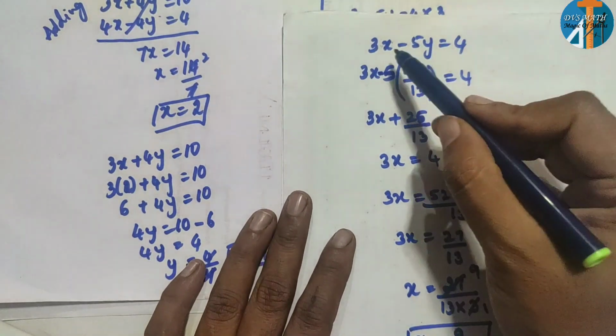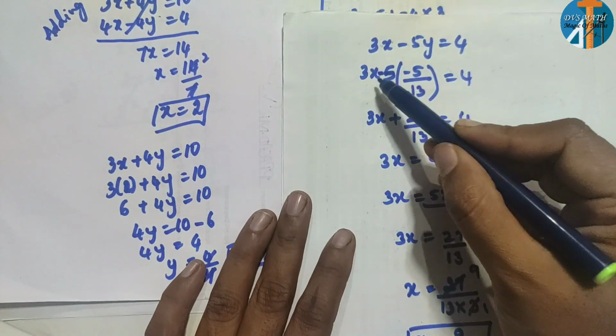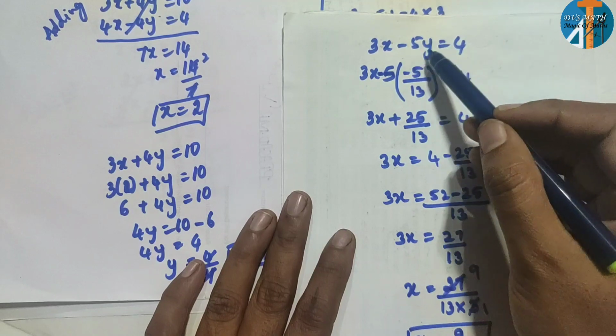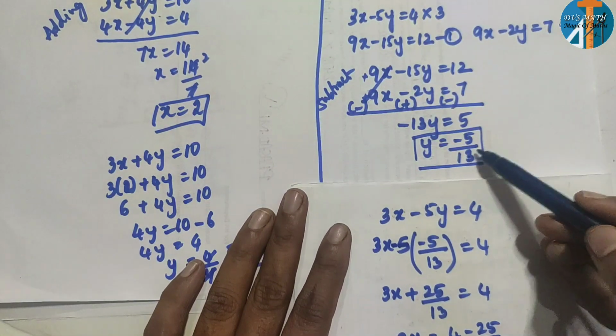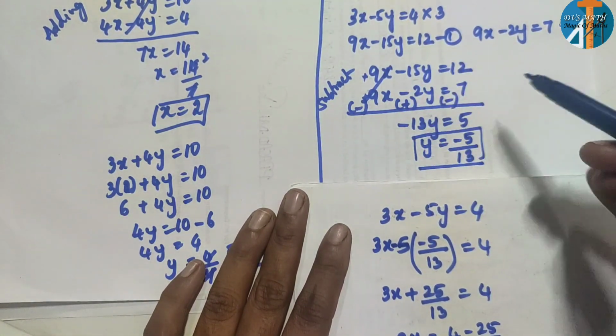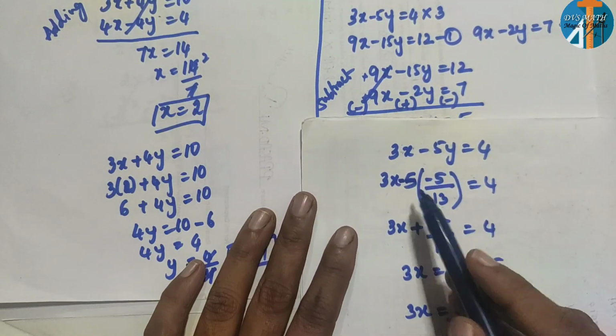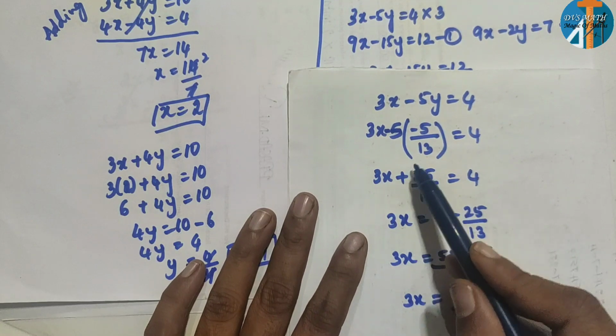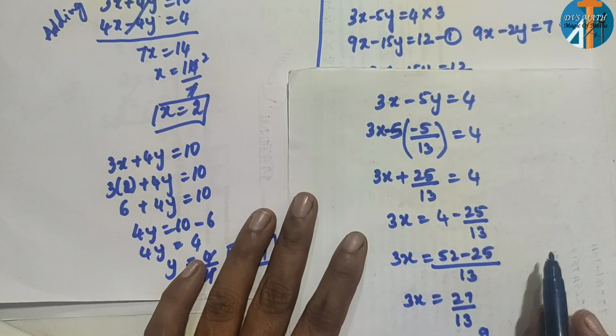Observe carefully. 3x minus 5y is equal to 4. 3x stays as it is, the minus stays as it is, 5 stays as it is. In place of y, we are substituting minus 5 by 13, which we got from the elimination method. After this, minus into minus is plus, 5 5s are 25 by 13. Sending plus 25 by 13 to the other side, it becomes minus 25 by 13.